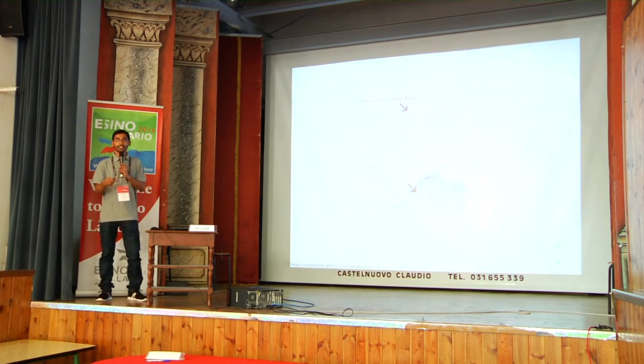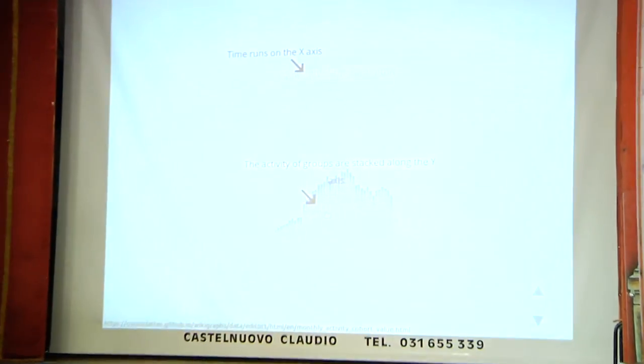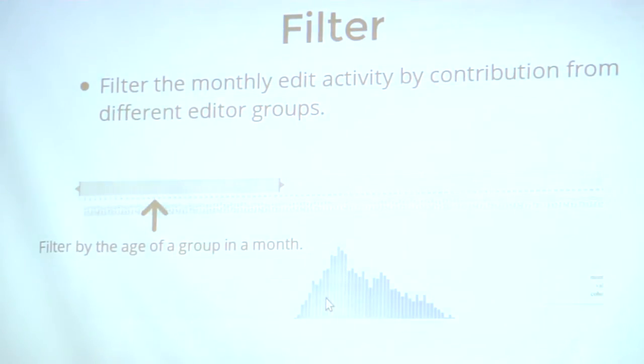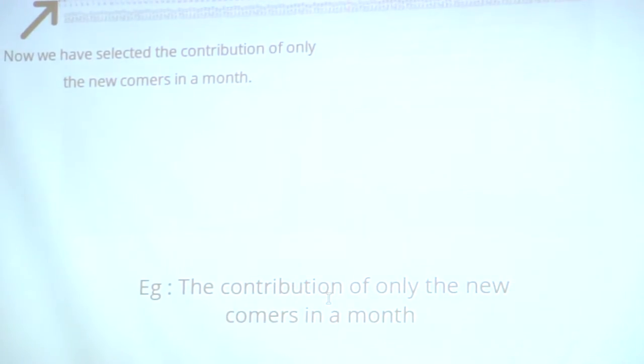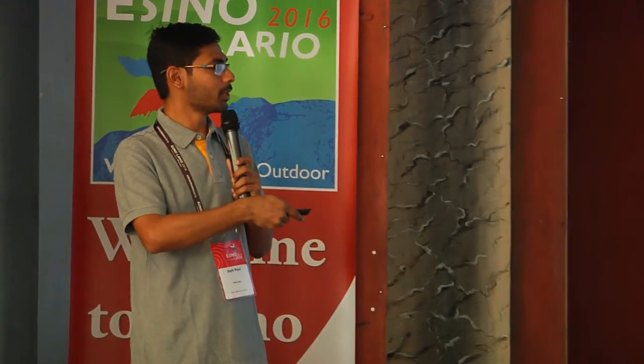So why is this interesting? We'll see why this is interesting. And like before, time runs on the x-axis, and the activity from different groups is on the y-axis. And you can filter by the age of the group. So I'll tell you why this gets interesting. So what I've done here is, I have filtered the graph to show only the contribution of people who are joining in a month from the total of that month.